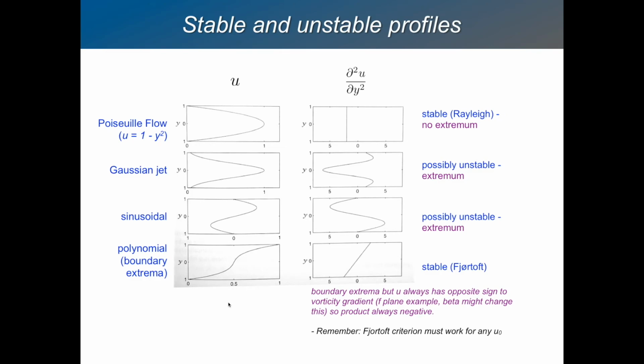The other thing to remember is that we haven't included beta in this. So all these profiles of vorticity gradients could be shifted as well by beta. So remember that.